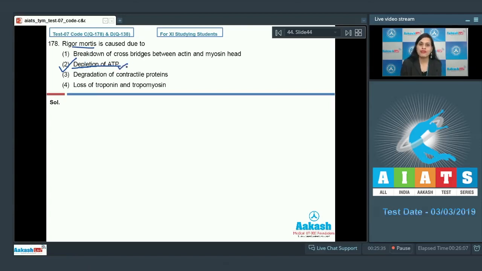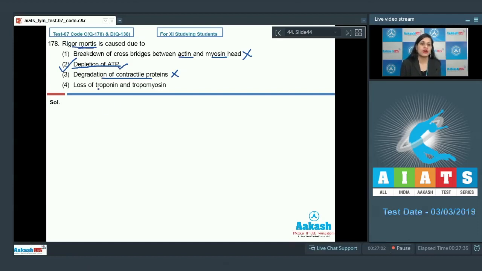After death, due to the depletion of ATP, the cross bridges which are formed between actin myosin head are not able to break down. So the very first statement, breakdown of cross bridges between actin and myosin head, is an incorrect option because these cross bridges are unable to break. And the next option, degradation of contractile proteins, is an incorrect option. As there is no breakdown of cross bridges, muscle fibers remain in contracted state, leading to rigidity of body known as rigor mortis.